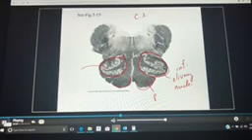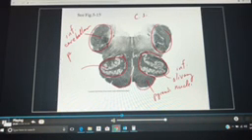And since we are in the vicinity of the medulla oblongata, definitely this is the fibers for the inferior cerebellar peduncle. As I said earlier, the inferior cerebellar peduncle connects the medulla oblongata to the cerebellum.